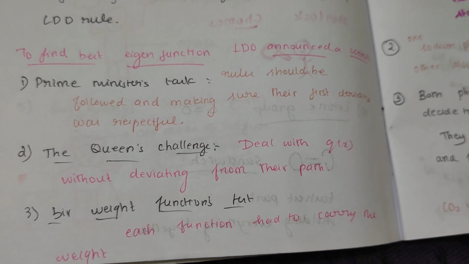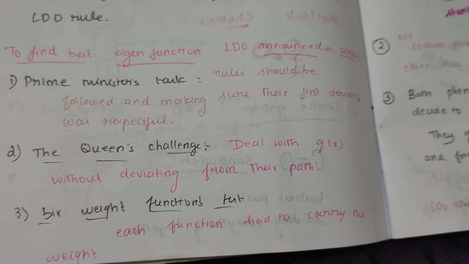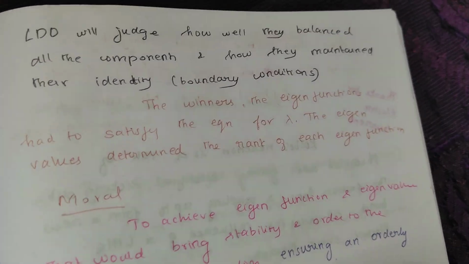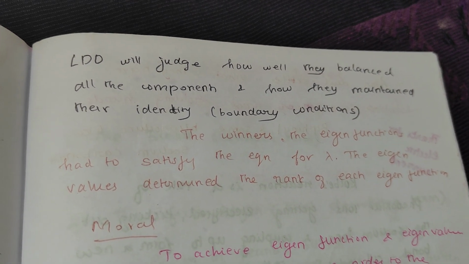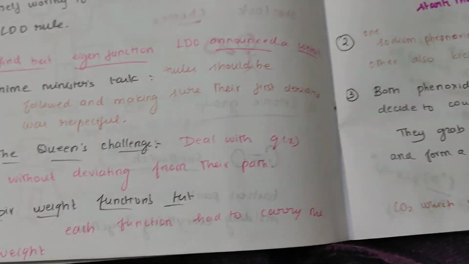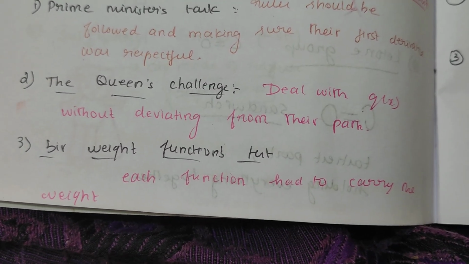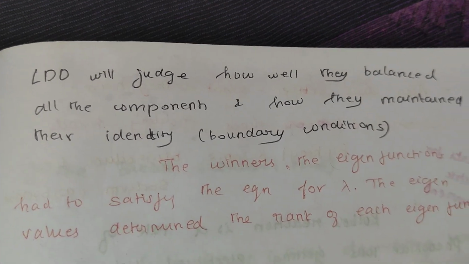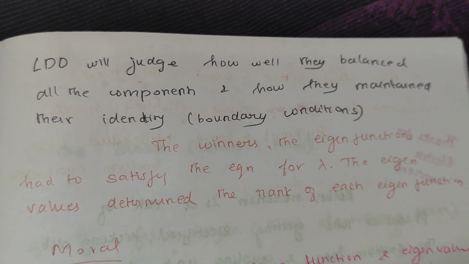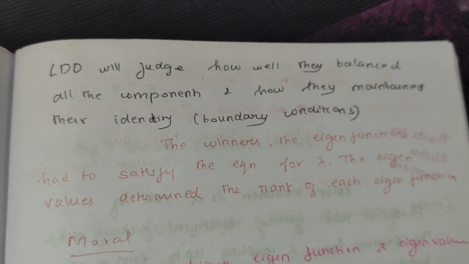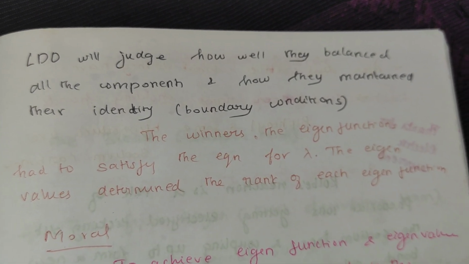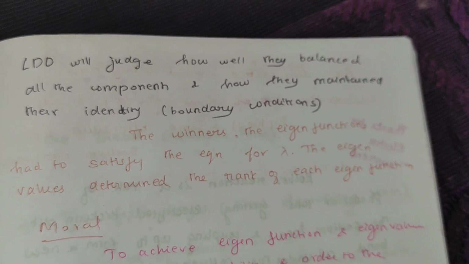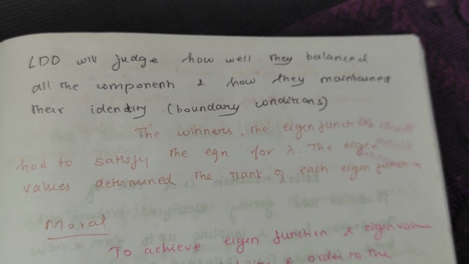So the weight function test is each function has to carry a weight, and the Lord differential operator will judge how well they balanced. So the weight function test means each function had to carry the weight, that's it. The Lord differential operator will judge how balanced all the components are and how they maintain their identity, that is the boundary condition. The winners, the eigenfunctions, had to satisfy the equation for lambda.